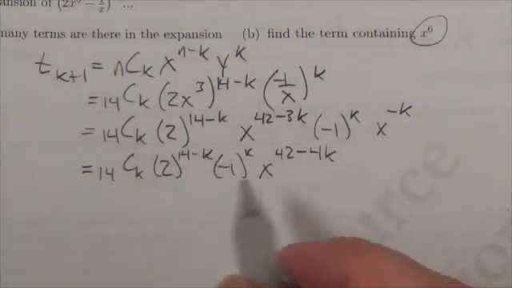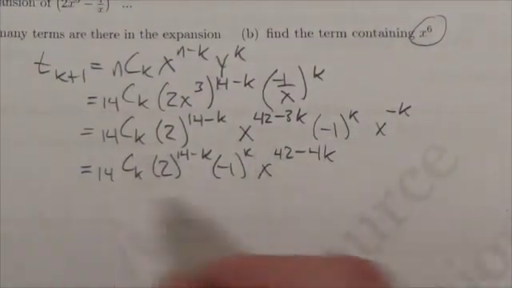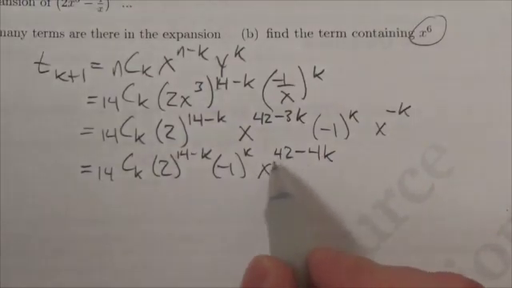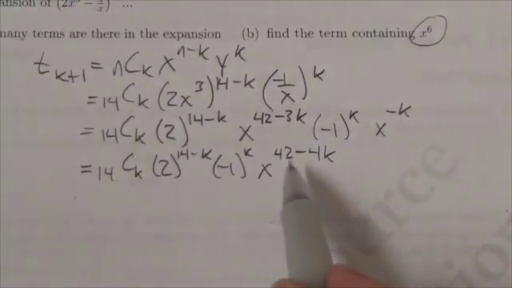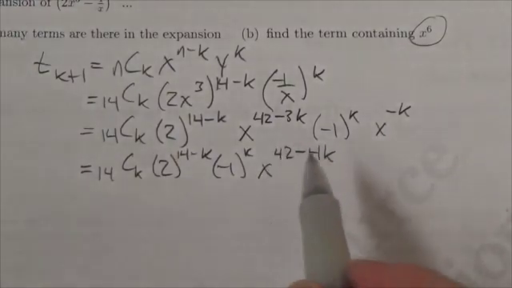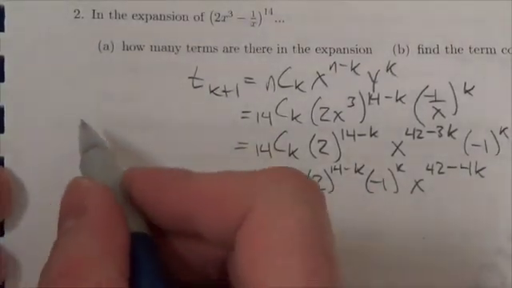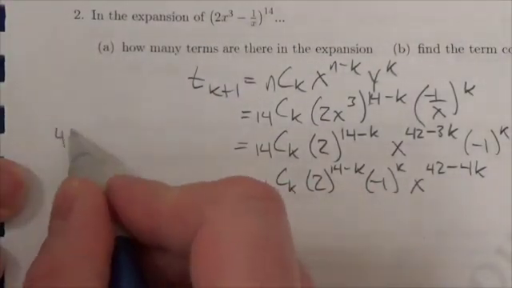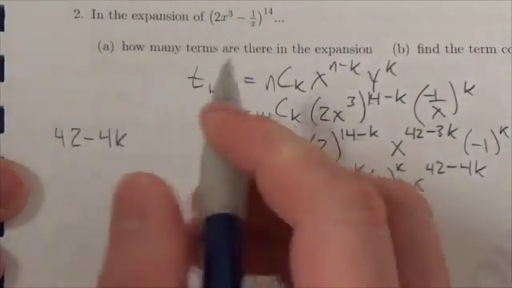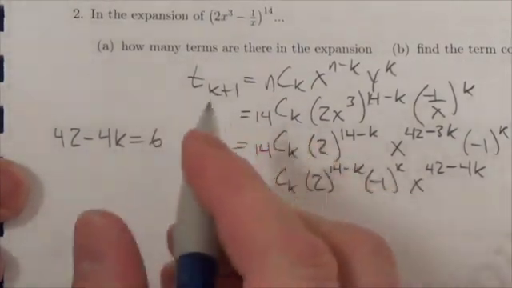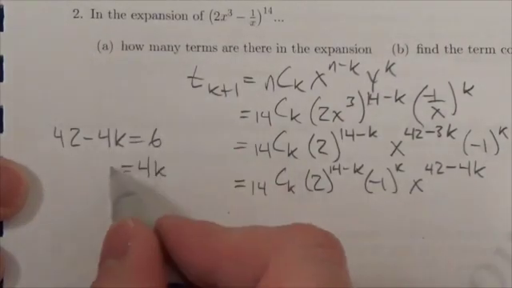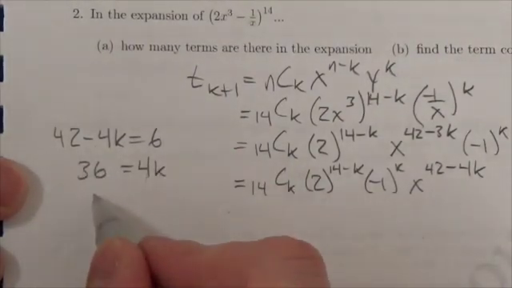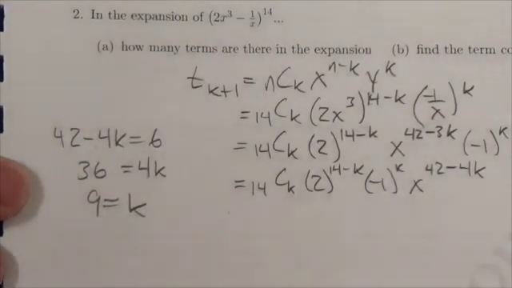Now, this is exactly what I wanted to see. I wanted to see this expression with this one factor of x to this power. I'm looking for the term that's got x to the sixth, so really what I want is this exponent on x to be equal to 6. Now I'm just going to do this off to the side over here. I want 42 minus 4k to equal 6. So I'll bring the 4k over to the right hand side, bring the 6 over, and I'll divide by 4 and get 9 is equal to k.